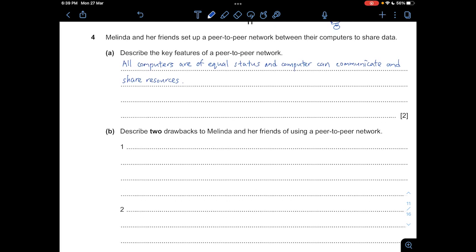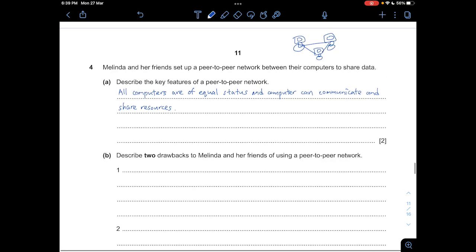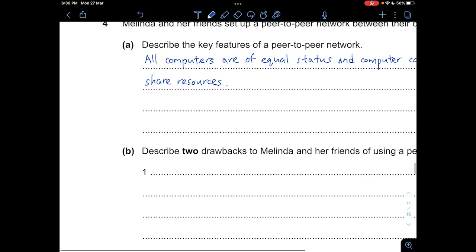So two drawbacks would be, because there's no server handling all these computers, that means that you are responsible for your computer's personal security. So if you use a peer-to-peer network, your security will be reduced. So there'll be reduced security because not all computers are protected.